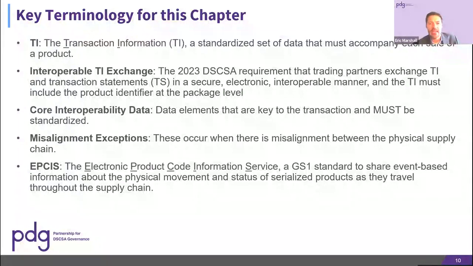Second, interoperable TI exchange. This is the requirement I was referencing in 582 G1A that requires that exchange to occur in a secure, electronic, interoperable manner. Core interoperability data we'll talk about in just a second.